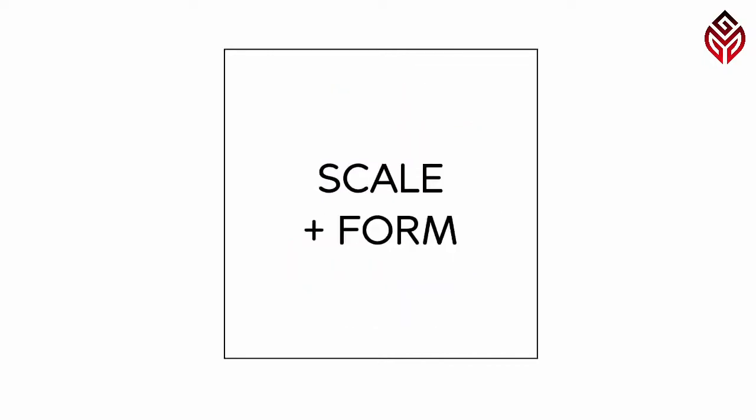So let's start out with two very simple ones. Let's start with mixing scale and form together. So here you can see we've got two different forms, two different shapes, two different objects, but they've also got two different scales working as well. So that's quite simple, but immediately a little bit more visually interesting.